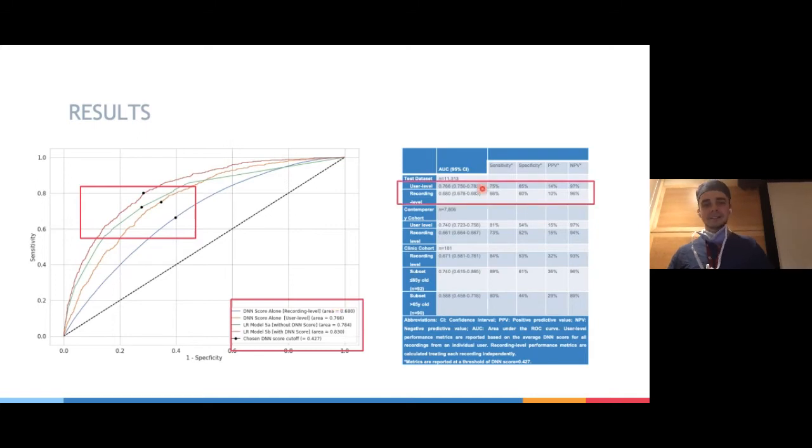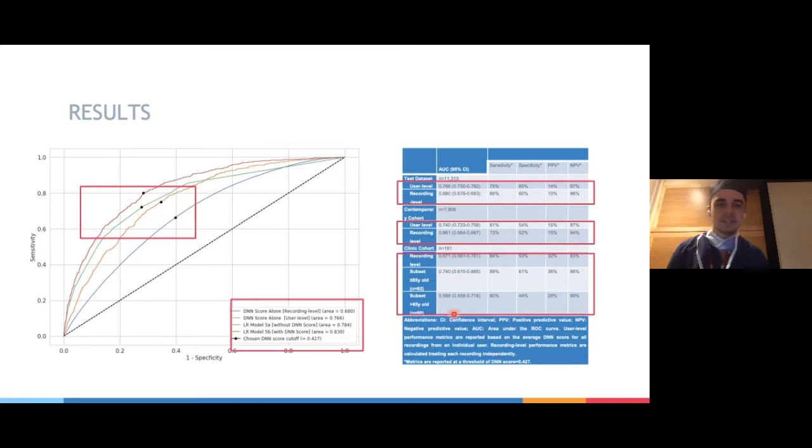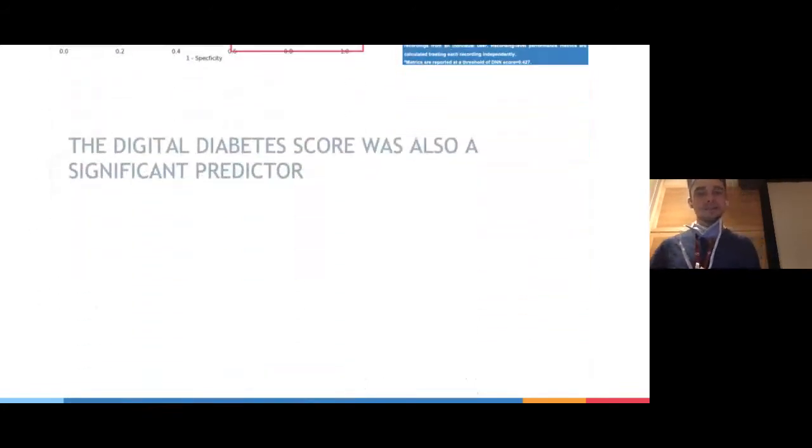And we validated this finding in a contemporary cohort, basically 7,000 patients that had newer smartphones, to show that the smartphone camera doesn't change the accuracy too much. We also took 181 patients in the clinic that were undergoing diabetes screening. We took blood tests and compared the digital diabetes score with the blood test. Overall, we found sensitivities ranging between 75 and 84% and specificities ranging between 53 and 65%. So the AI algorithm is very sensitive. It's not that specific. It could be used for screening because of high sensitivity.